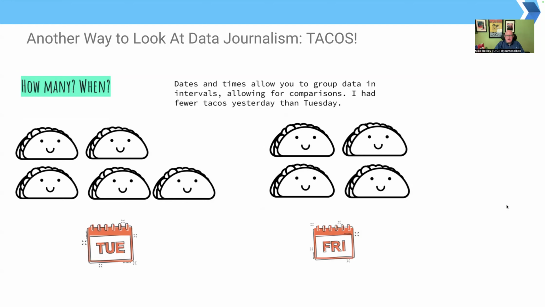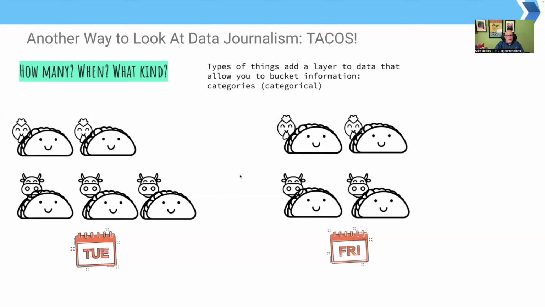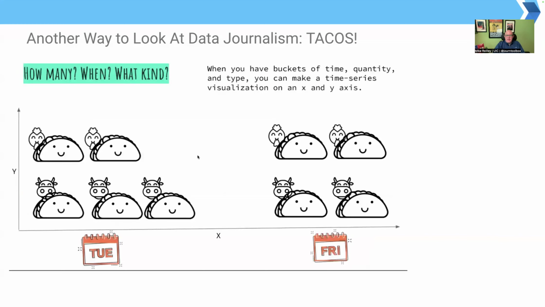Okay. Group them. Okay. What kind of tacos did I have? On Tuesday, I had three beef and two chicken. Friday, I had two beef and two chicken. Okay, so you can start to add these little categories in here. You can organize things categorically and bucket them not just by day, but by type of taco. How many, when, and then what kind?